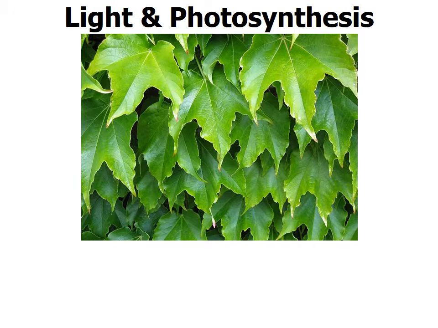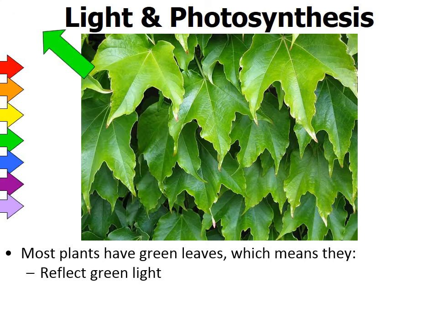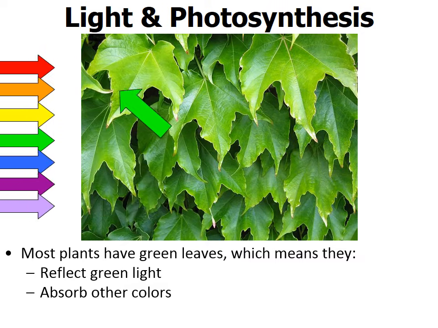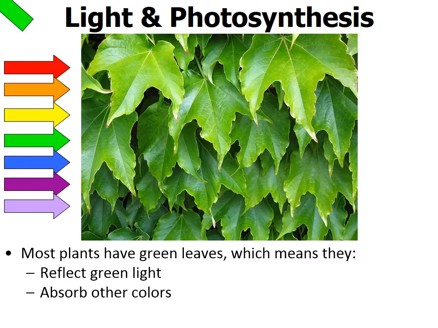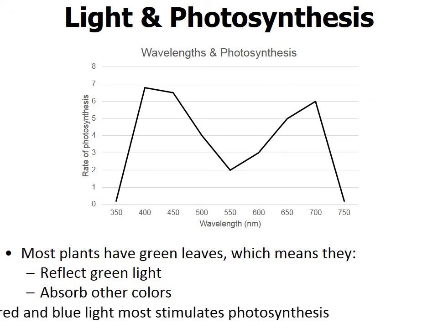So how does light reflection and absorption relate to photosynthesis? Well, most plants have green leaves, which means they're going to reflect green light. The other colors, however, are going to absorb, and those are the colors that really drive photosynthesis.